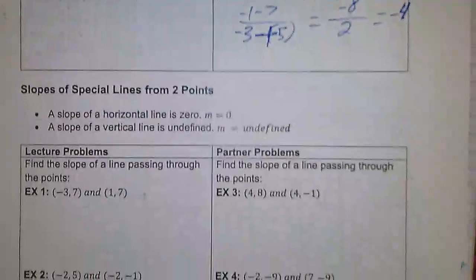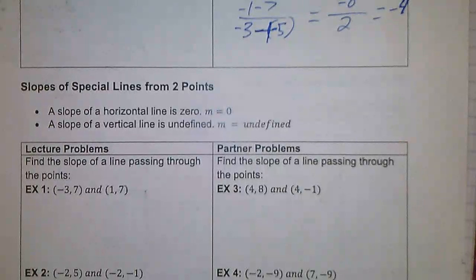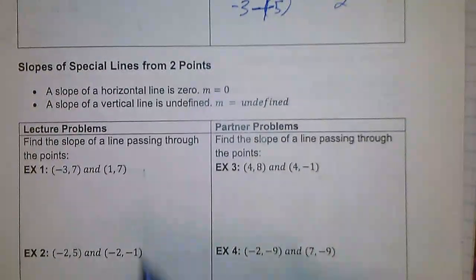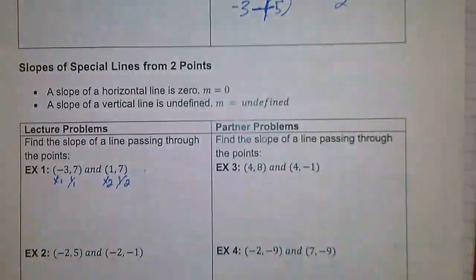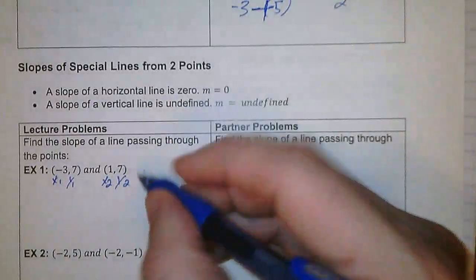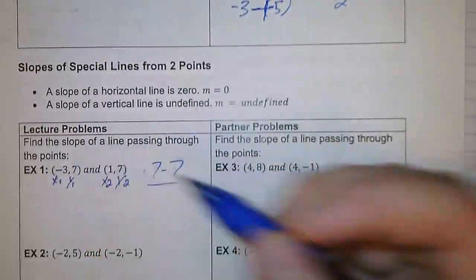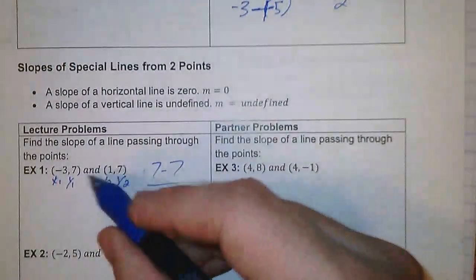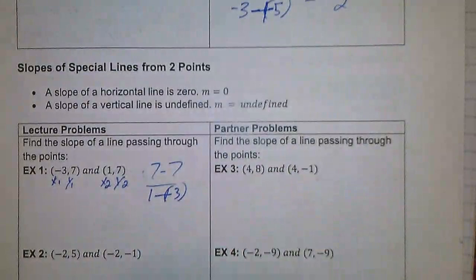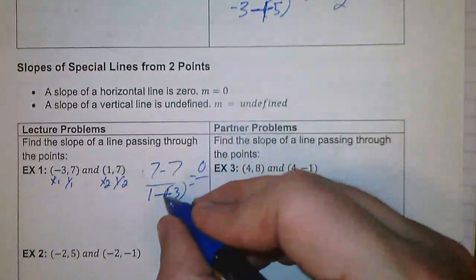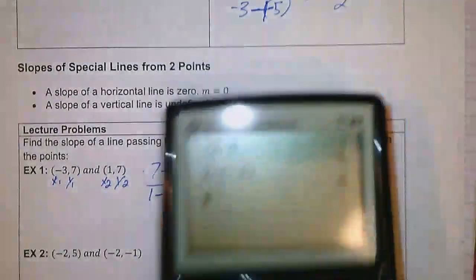I can't remember, to be honest, if in this class you get the special cases. But we'll just look at this right now because it's not that long. What if we have something like this? x1, y1, x2, y2. My y2 is 7, but my y1 is also 7. y2 minus y1, 7 minus 7, over x2 minus x1. Well, 7 minus 7 is 0. 1 minus negative 3, or 1 plus 3, is 4. What kind of slope is 0 over 4?